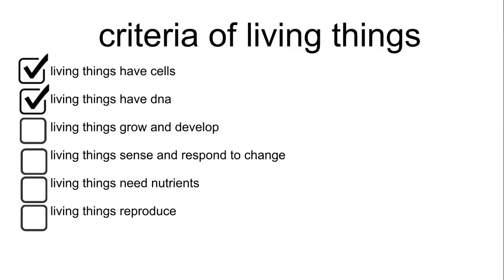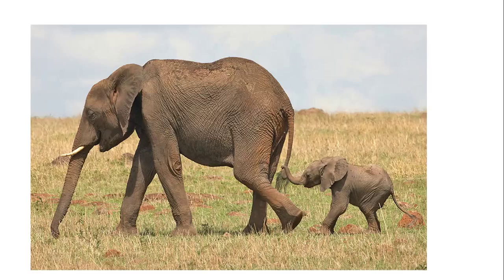Living things grow and develop. This ranges from elephants to trees to bacteria. Pretty much anything that is living will be growing. So if there's something that does not grow at all, then you can check it off from the list of things that live, including viruses. Those are on the half mark, and we'll talk about why later.